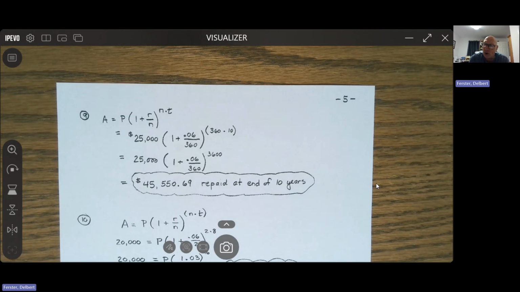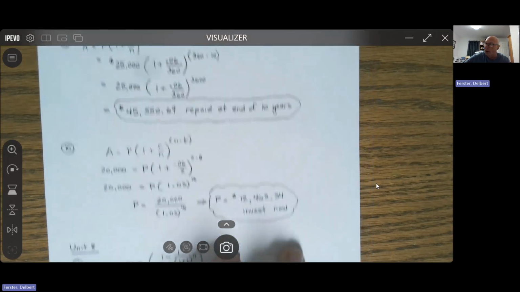So you find out that that $25,000 will have grown and be worth $45,550.69. And that's what she would then give her friend to repay the generosity that she extended 10 years previous when she gave her $25,000. That's not bad. Solution for number 9, done and in the books.